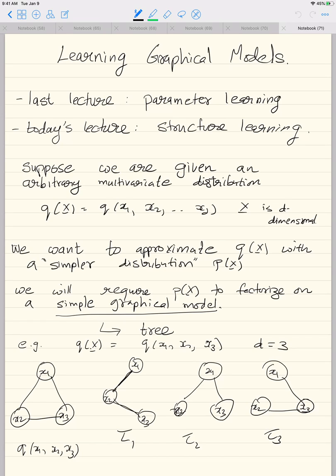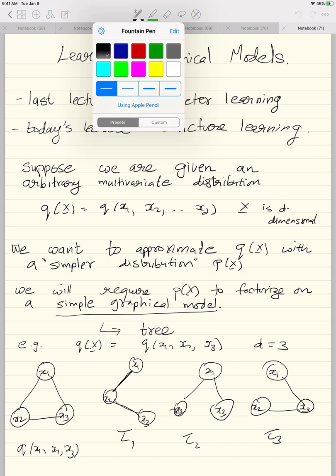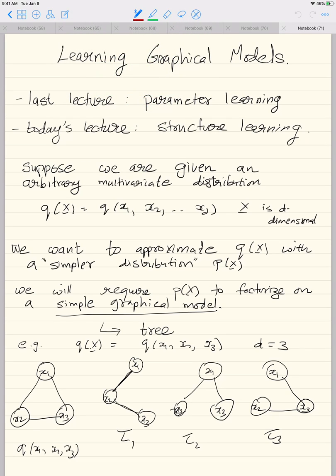So this week we will continue our discussion on learning graphical models. Last week we studied the problem of parameter learning. In parameter learning, we assume that the structure of the graphical model is given to us. We know whether the underlying graphical model is a directed graph or undirected graph, we know the entire structure completely.